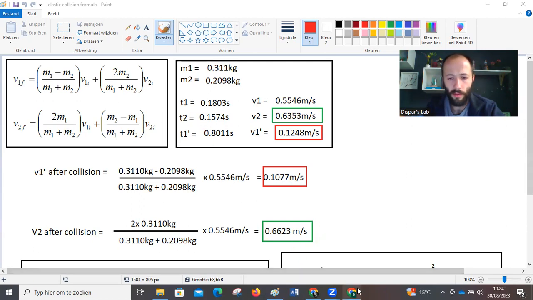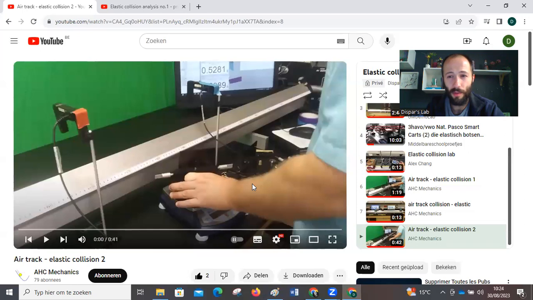The experiment that I'm going to be using is from the same YouTube channel, the same person performing the same kind of experiment, but with other masses. In the previous one, we had a 412 versus a 209. Now it's 311, I believe, versus 209. So different masses, and we're just going to see if this formula can also be applied to this different type of mass ratio.